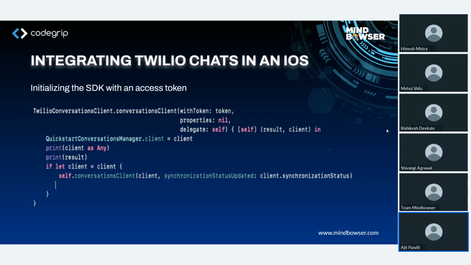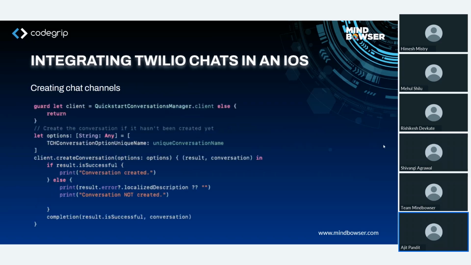Once the access token is updated and the connect method is called, you can use the conversation client object to create and manage chat channels, send and receive messages, and perform other chat related tasks within your iOS app.